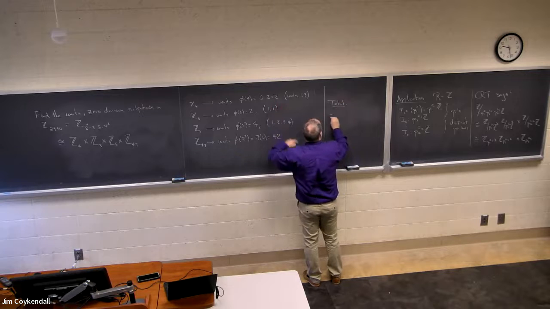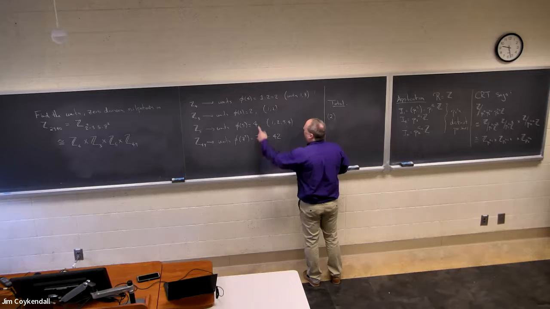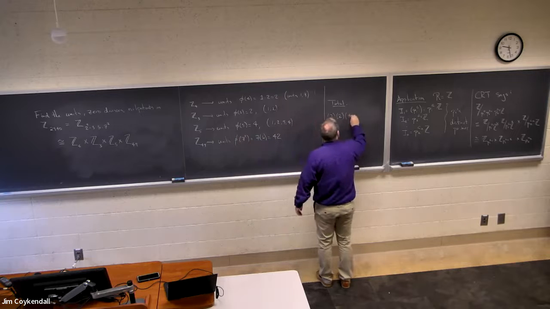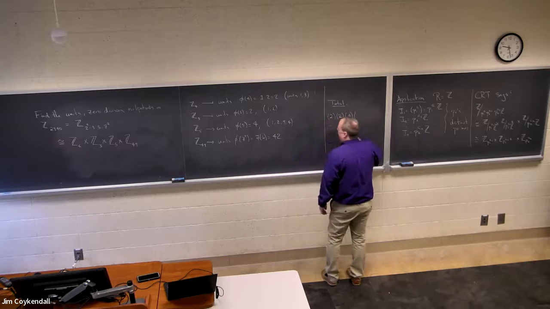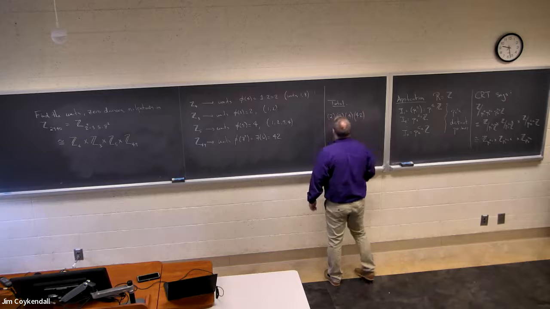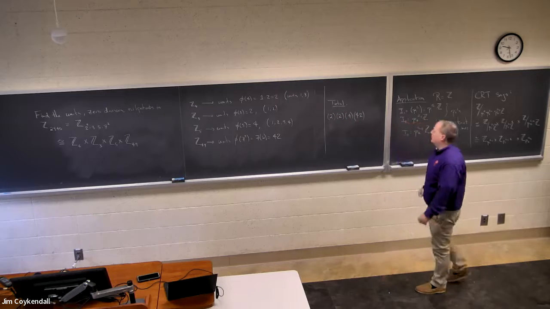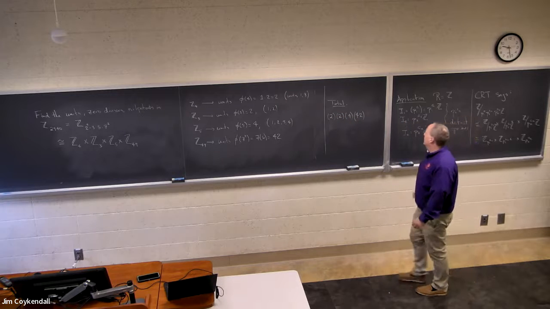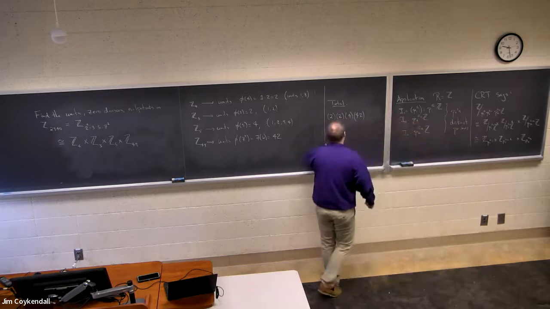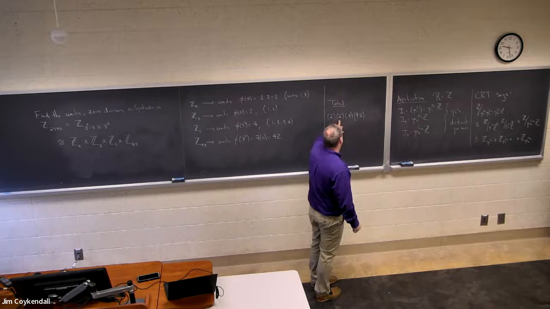So the total number of units should be, you have 2 choices for your first coordinate, 2 choices for your second coordinate, 4 choices for your third coordinate, and 42 choices for your fourth coordinate when you decompose it this way. So this is something like, what is this? 168, that's 336, and so that's 6, 7.